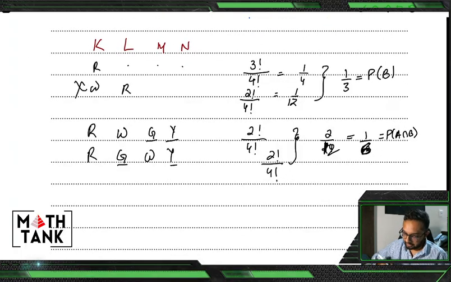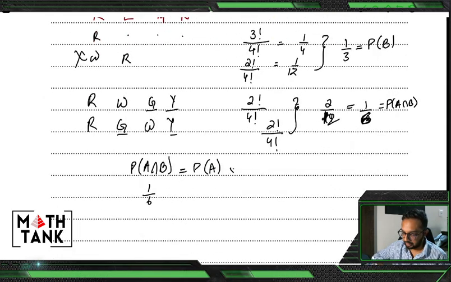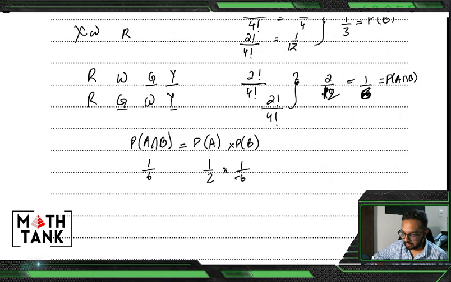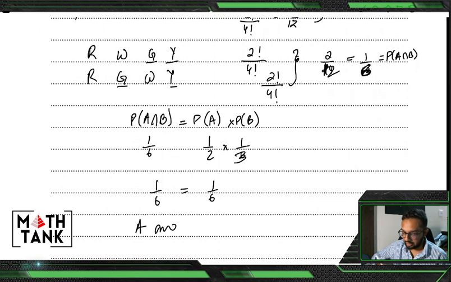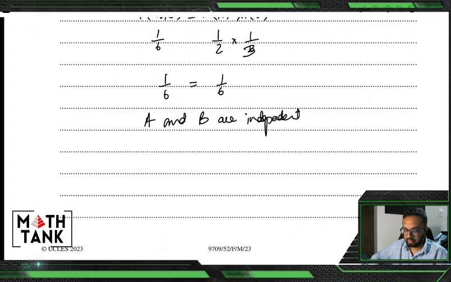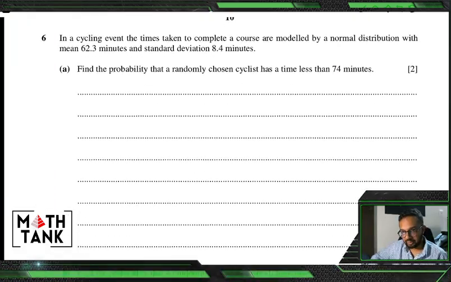Okay, 1 over 6. So A intersection B is 1 over 6, and A is half, and B is 1/3. So let's see if I get 1 over 6. 1 over 6 equals 1 over 6. Those are equal. Therefore, A and B are independent. Okay, let's move on. See the next question.